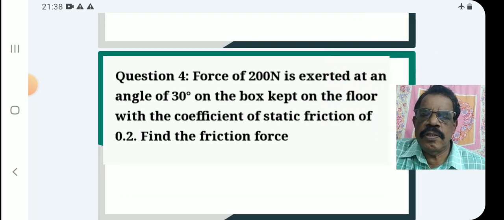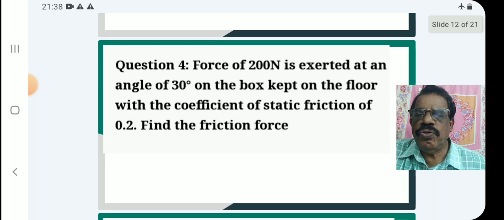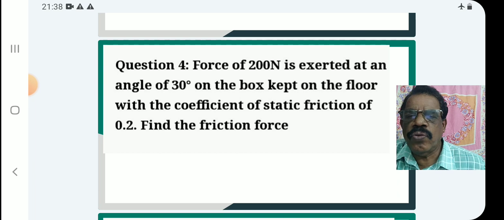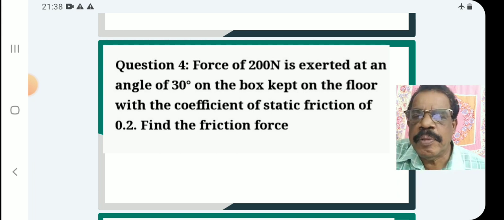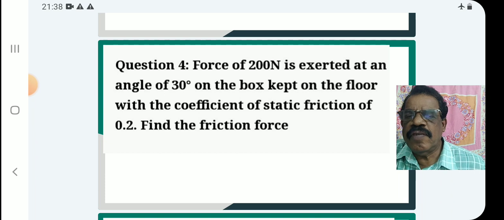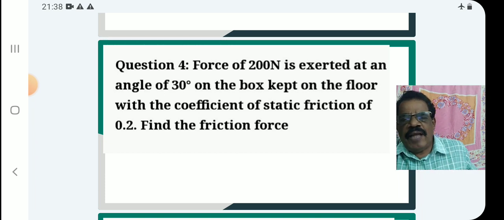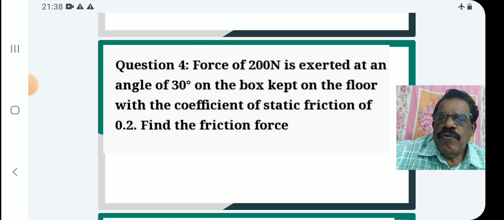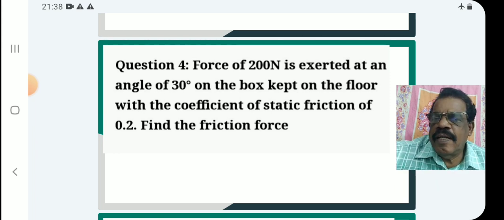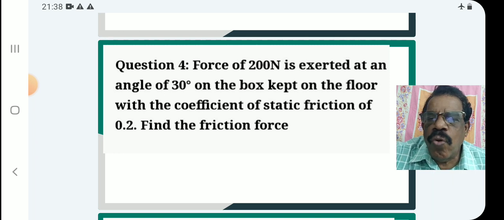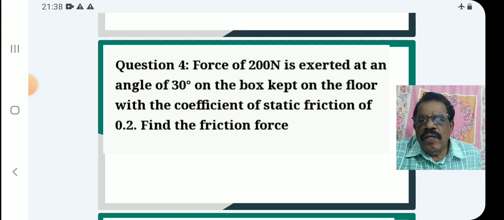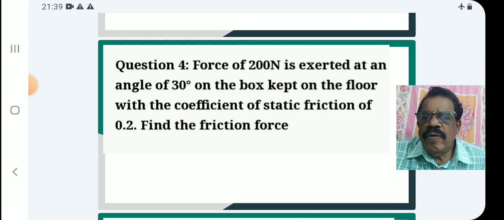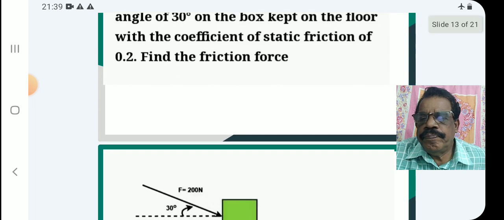Question number 3. Actually, this is number 3. It is marked as number 4. A force of 200 Newton is exerted at an angle of 30 degree on the box kept on the floor with the coefficient of static friction of 0.2. Find the frictional force. ഇവിടെ ഒരു ആംഗിളിൻ്റെ ഒരു കാര്യം പറയുന്നുണ്ട്. അപ്പോൾ ഒരു സ്ലൈറ്റ് ഡിഫറൻസ് ഉണ്ട് ഈ പ്രോബ്ലത്തിന്. എന്താണ് ഡിഫറൻസ് എന്ന് നോക്കിയേ. ഇവിടെ ചലിച്ച് നമ്മളൊരു ഫോഴ്സ് കൊടുക്കുകയാണ്.